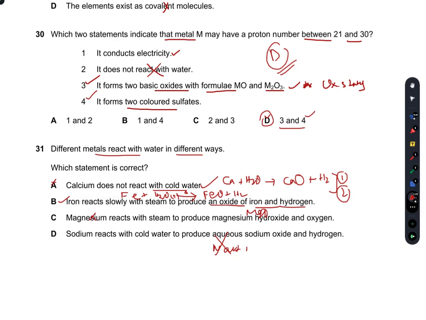But if I put some pressure on my mind, I think I can remember something. If I treat sodium with water, it will give us aqueous sodium oxide and hydrogen. No, it will give us sodium hydroxide. Sorry, it will give us sodium hydroxide. So D is incorrect. B is your right answer, sir.